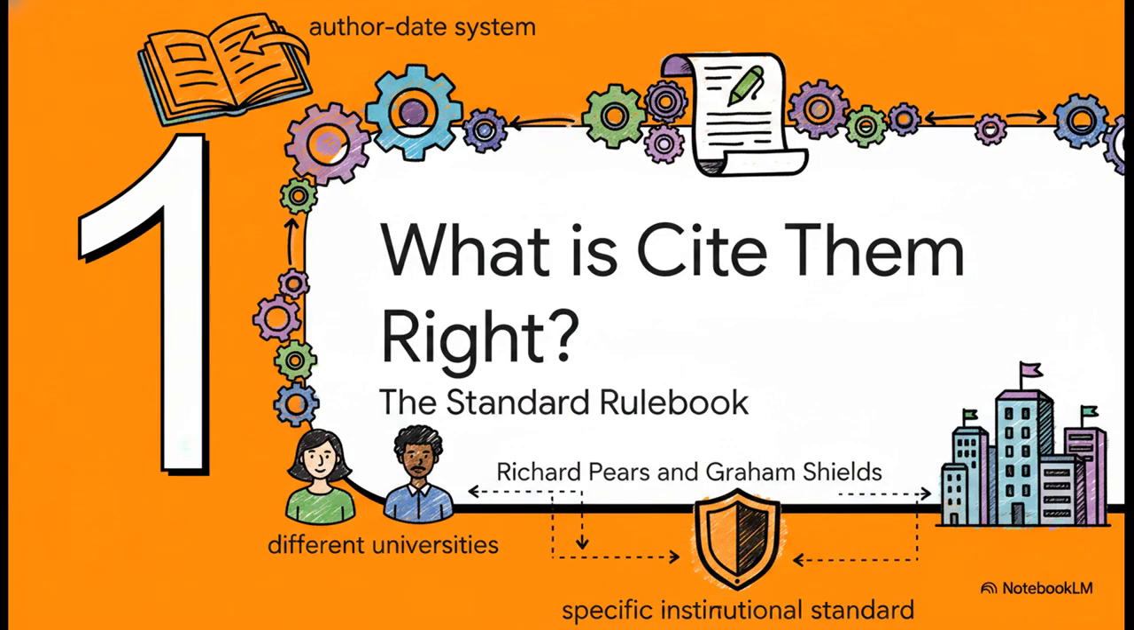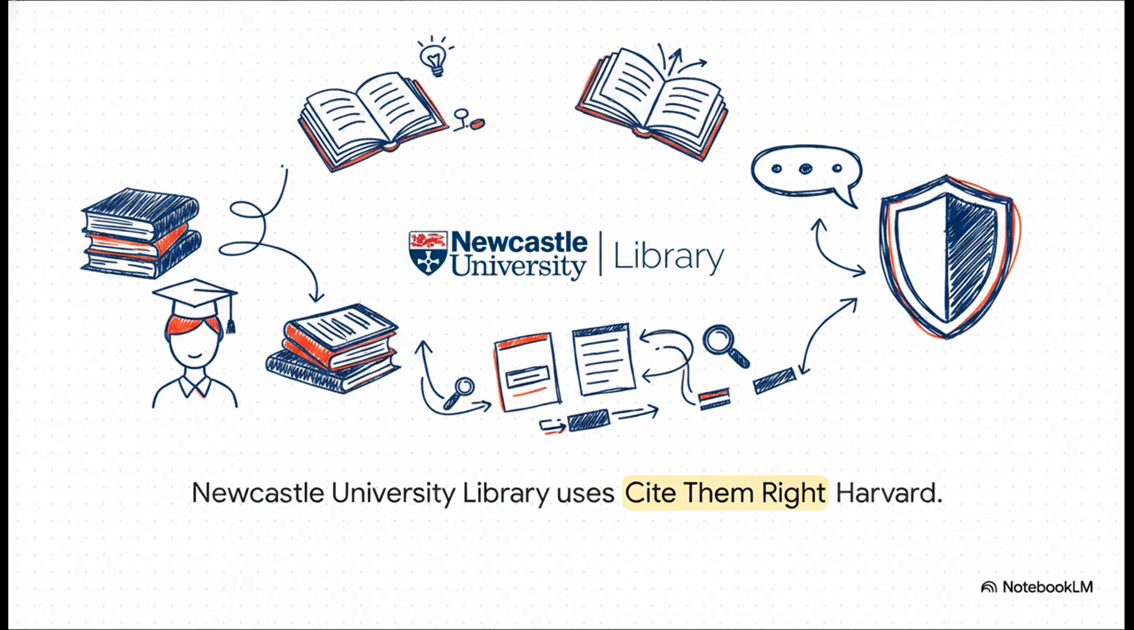Section 1. What is Cite Them Right? So, while Harvard referencing is used all over the globe, Cite Them Right isn't just some generic catch-all term. It's a highly specific standard. Since there is no single central authority for general Harvard style, major institutions, like Newcastle University for example, rely on this exact style sheet to keep everything perfectly consistent and avoid accidental plagiarism. When a professor asks for Cite Them Right, they want this precise, externally published rulebook.